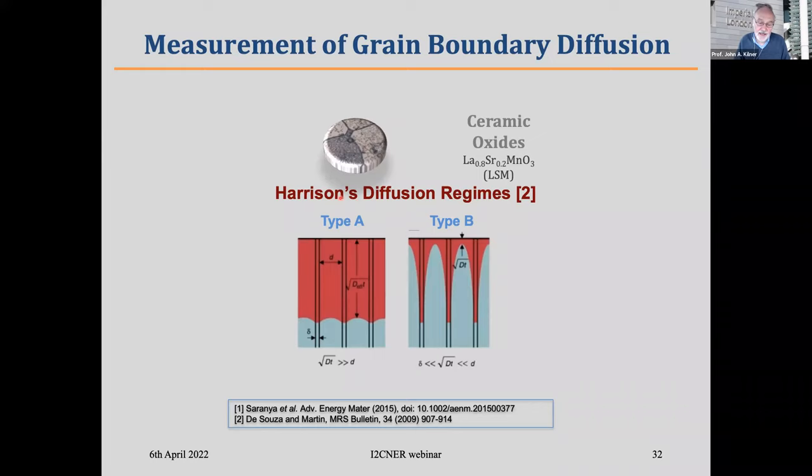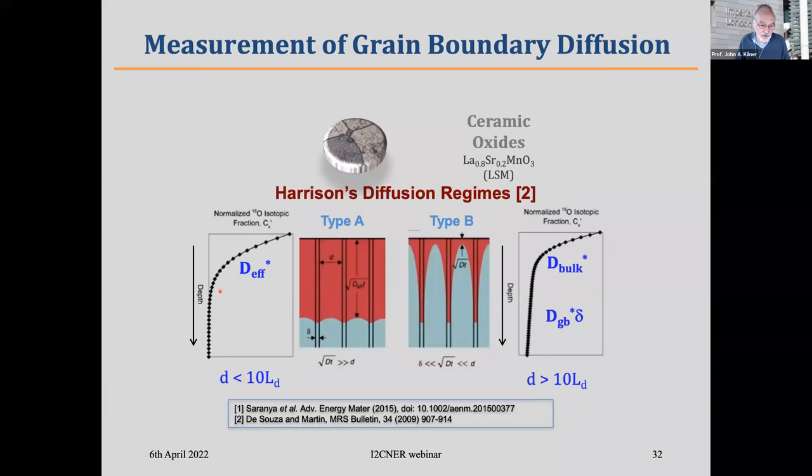It's really been described well in these two Harrison diffusion regimes. So the material is modeled as the surface, at which we exchange oxygen-18. This is the diffusion front. The grain boundaries are of thickness delta, the grains are of thickness d, and the diffusion distance in the grain is denoted by root Dt. And where root Dt is much greater than the grain size, we get this type A behavior, and essentially we have what looks like a single phase, a homogeneous medium, and we can get one diffusion coefficient. It happens to be an effective diffusion coefficient in this case.